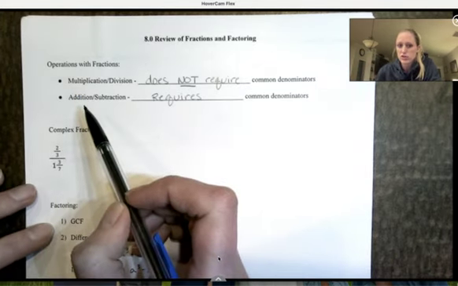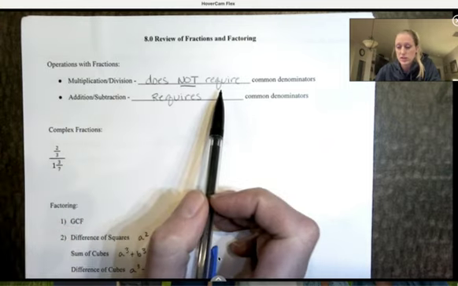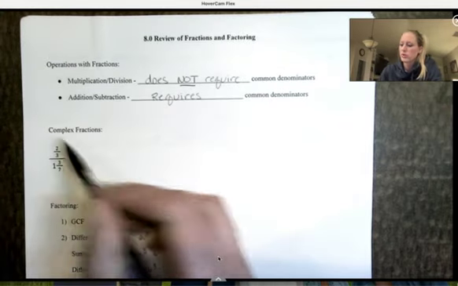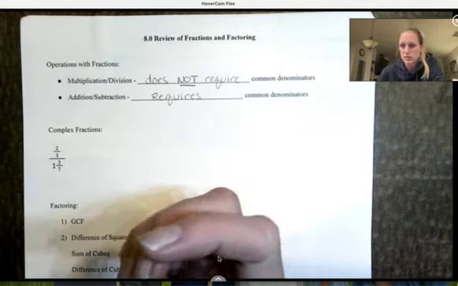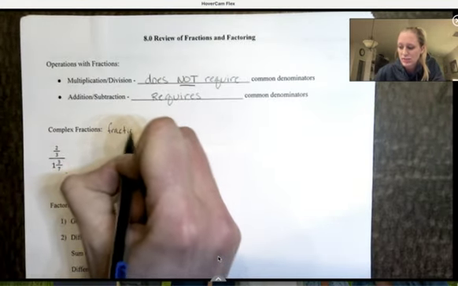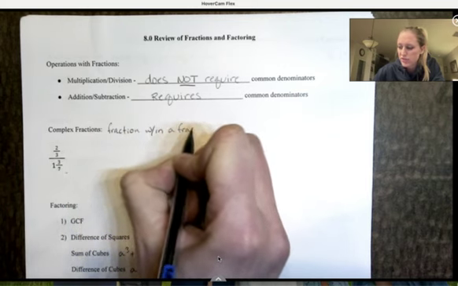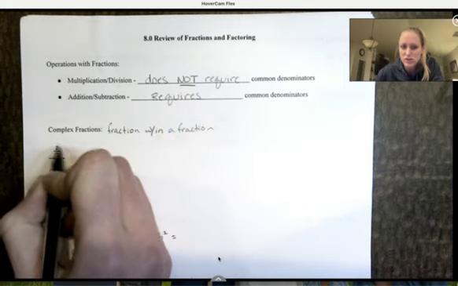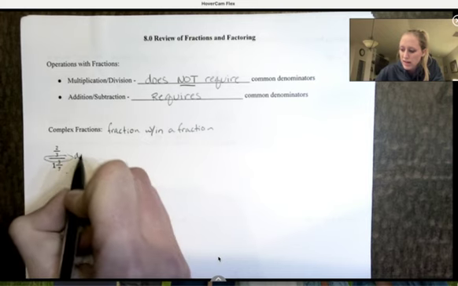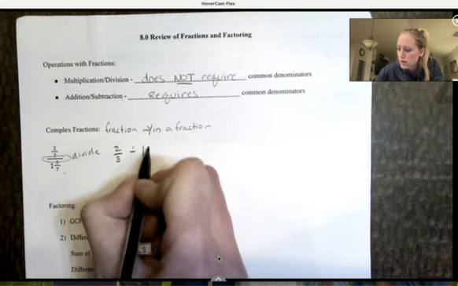You know this, but this is just review. Anytime I multiply or divide, I don't need common denominators. But if I add or subtract, I do. So we're going to do an operation here with these complex fractions. A complex fraction is just a fraction inside a fraction. This is considered complex because I have a fraction in the numerator and another one in the denominator. Another way we can read this means divide, right? So this is really 2/3 divided by 1 3/7.